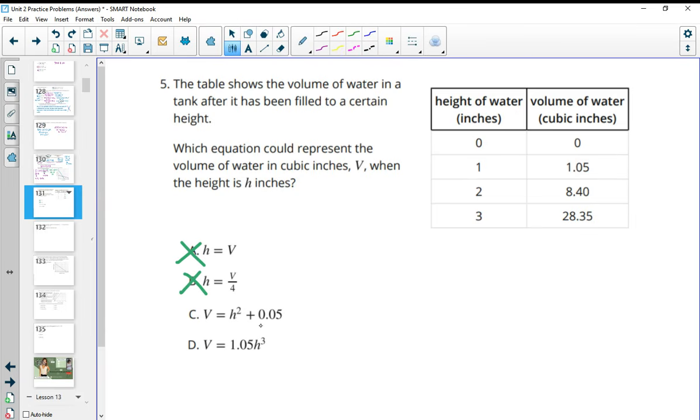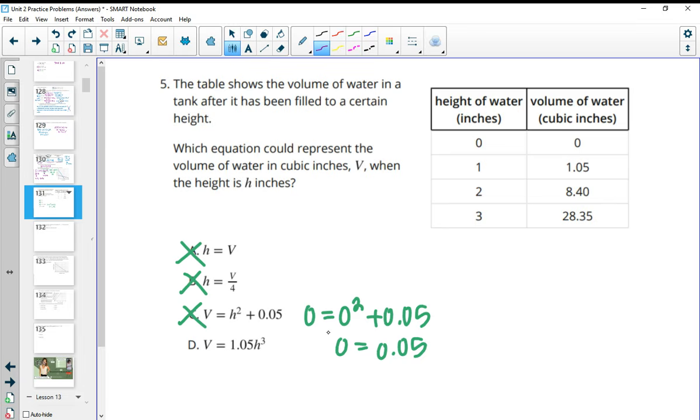Then this next one. Let's not plug in 0 because it's going to work. Well, it's actually not going to work in this one, so we could plug it in because the volume is 0, and then 0 squared is 0 plus 0.05. So 0 equals 0.05 is false. So that one's not going to work.